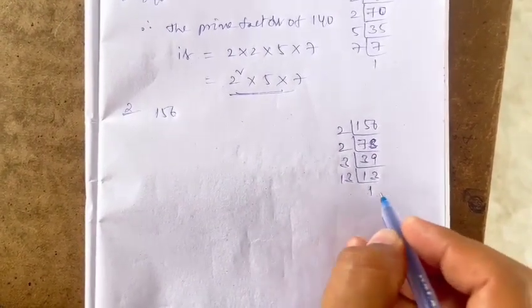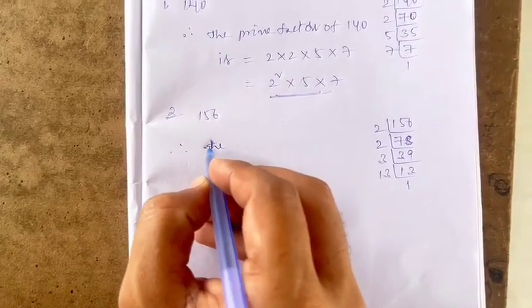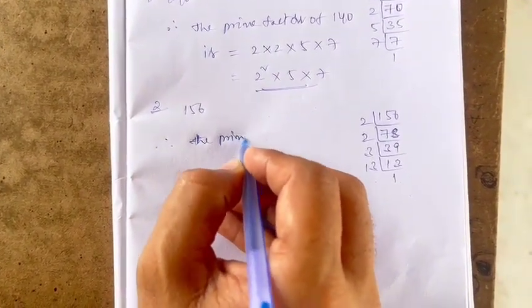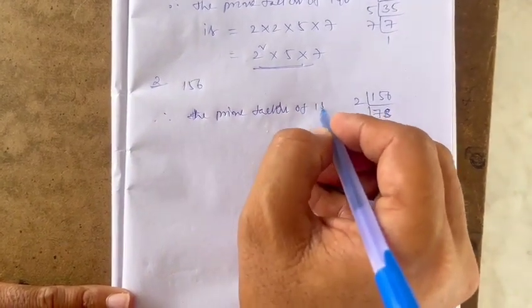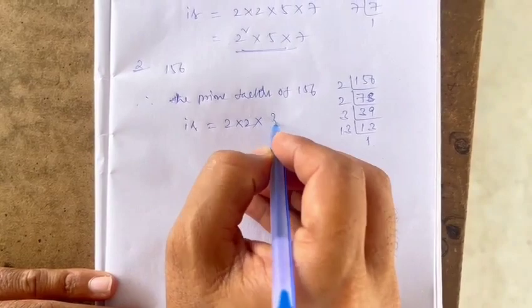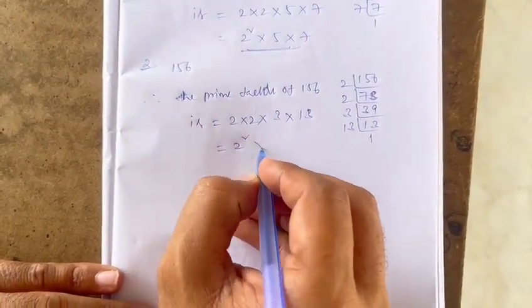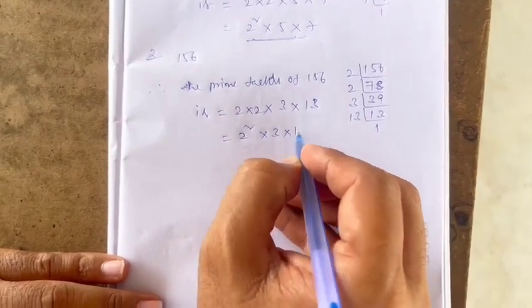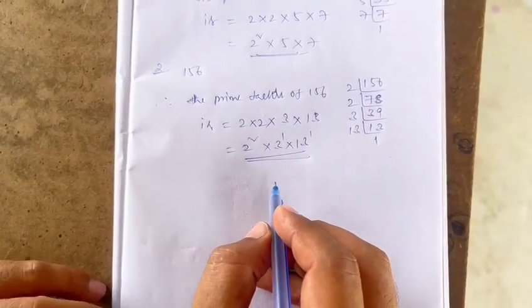So enough, 13 1s are 13, and therefore the prime factors of 156 is equal to 2 into 2 into 3 into 13. So therefore, 2 square into 3 into 13 power of 1. So these are the prime factors of 156.